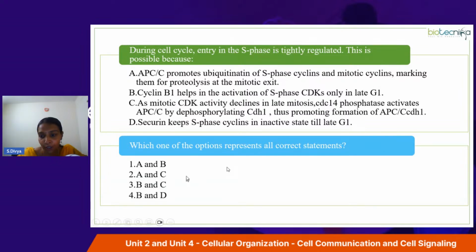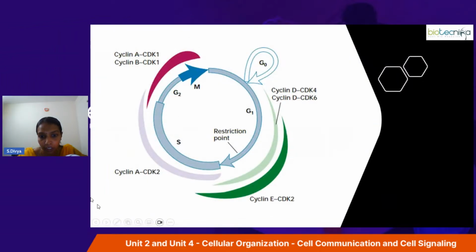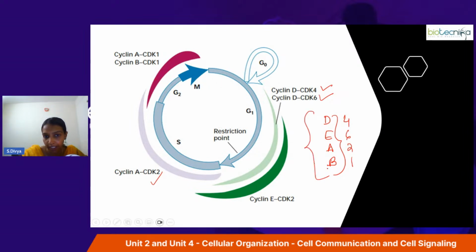What is the correct combination over here? Okay, let me give you the answer. Answer is A and C. Now, why it is A and C, first of all, you have to understand what the different types of cyclins are. So you can remember it as D, E, A, and B. Remember this format. Then 4, 6, 2, and 1. First, remember this thing. That itself will clear it partially.